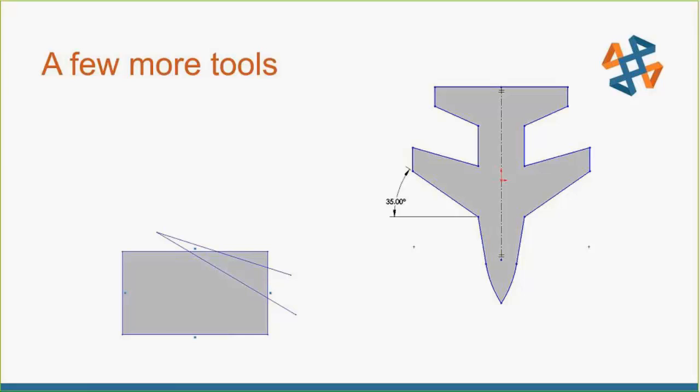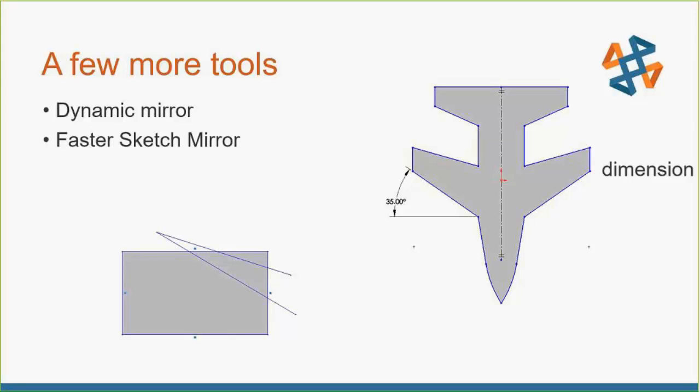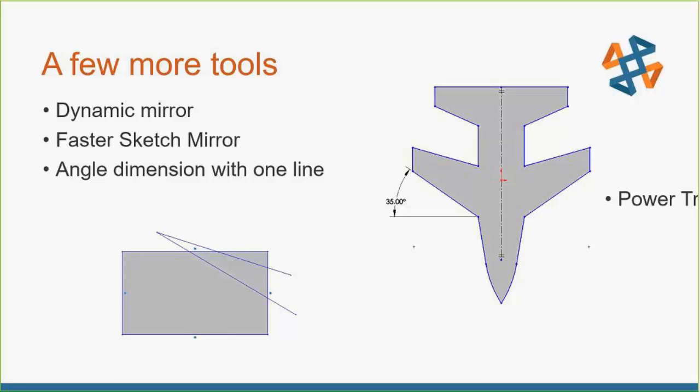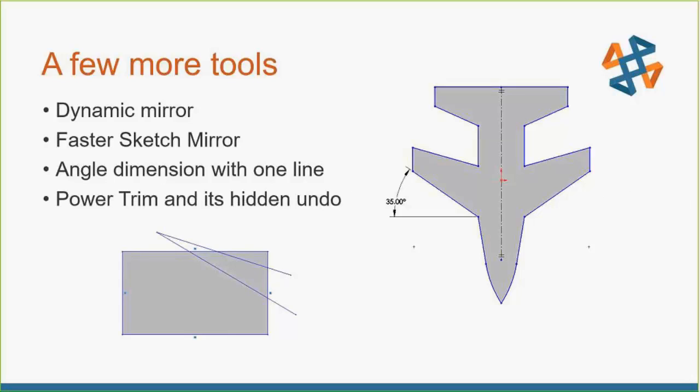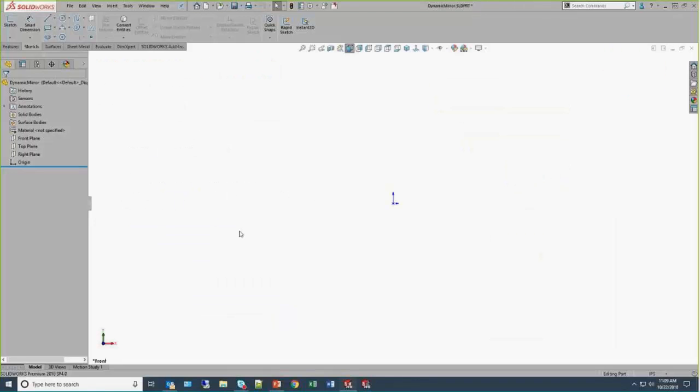So a couple more things that I like to do. Again, really simple, kind of silly sketches. Dynamic mirror. It's not on the default sketching toolbar. I think it should be. I'll show you how to add that there. A faster way to use the other sketch mirror. An angle dimension with one line. Like you see that 35-degree dimension up there? You don't have to actually sketch that horizontal line to add a dimension to it. And the power trim command, another one of these operations that I personally use constantly, and we'll take a look at it. It's kind of an integrated hidden undo operation. So a few more tools that I really like to use and emphasize inside of SOLIDWORKS sketching.